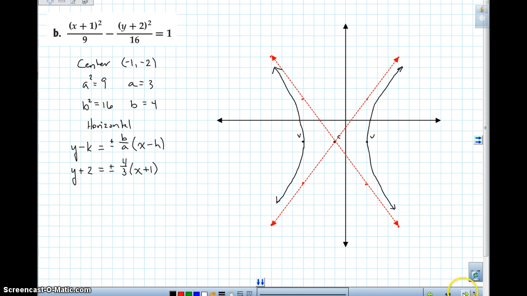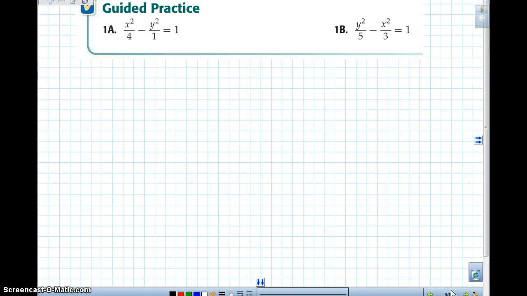When you're graphing these, you don't have to find the focus. You will be given the focus in other examples, and you'll use that to find A and B. So here are two more hyperbolas you can try on your own. These are both fairly simple. Don't worry about B. This one you'd actually get some decimal answers, and so you'd have to approximate it. So don't worry about graphing B. Just graph 1A. It's fairly simple, and it has its center at the origin.